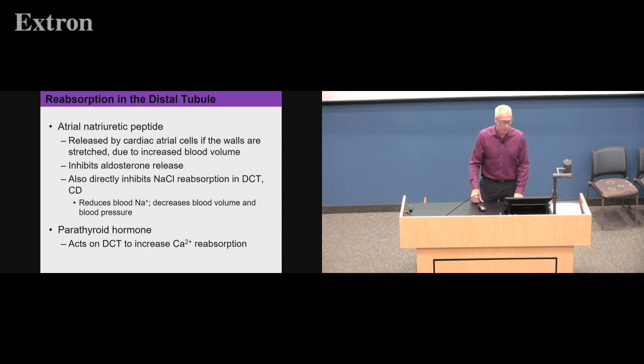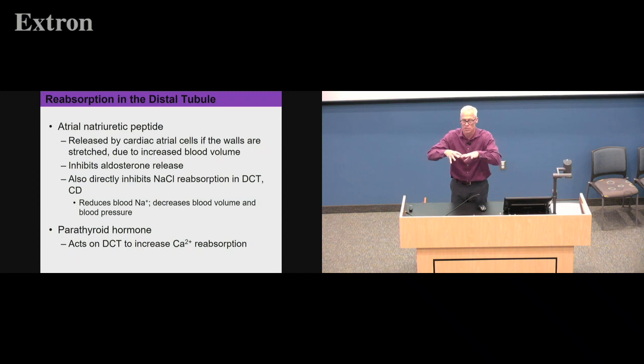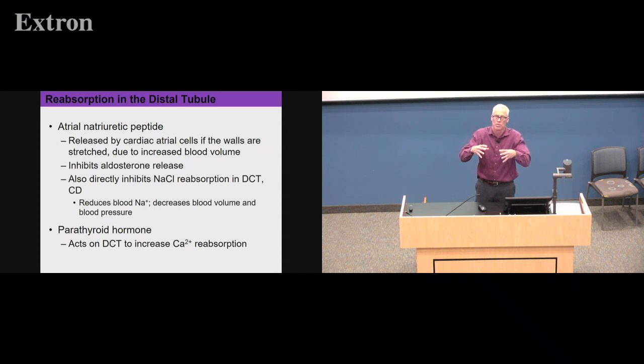ANP, atrial natriuretic peptide, is produced by the atrial endocrine cells. There are some hormone-producing cells in the atria of the heart, and when the volume of blood begins to rise, we said that if blood volume increases, venous return increases, that stretches the atria. We mostly considered how it stretches the ventricles and what happens with respect to the force of contraction. Well, now we're talking about the atria. It'll stretch the walls of the atria, which will cause atrial natriuretic peptide to be released so that the volume doesn't continue to rise catastrophically.